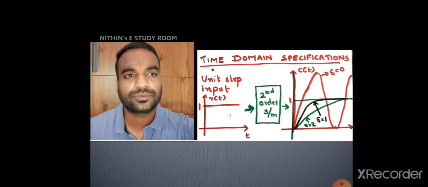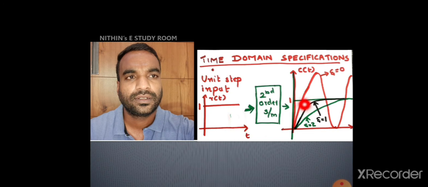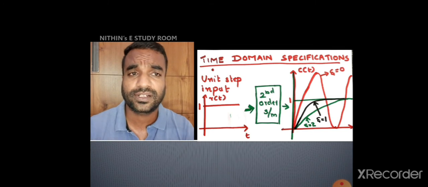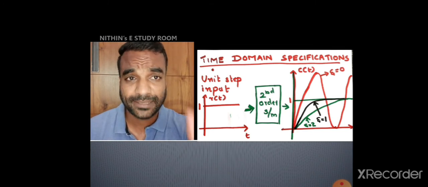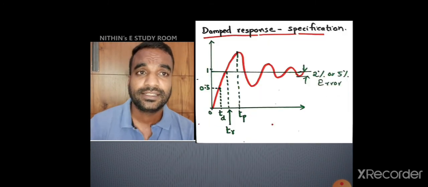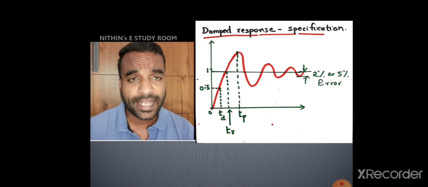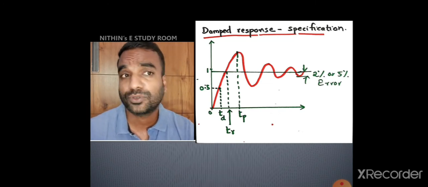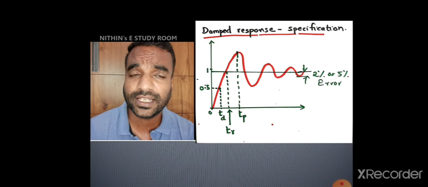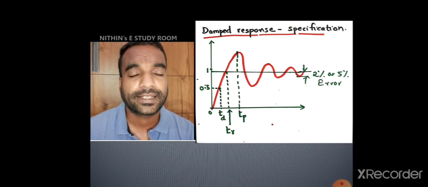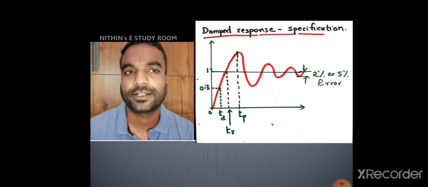I will repeat once more. Like this, like this, like this. Its magnitude will reduce. I will sketch it in a separate figure like this. This is the damped oscillation, the under-damped oscillation. Its eta value should be greater than 0 and less than 1.